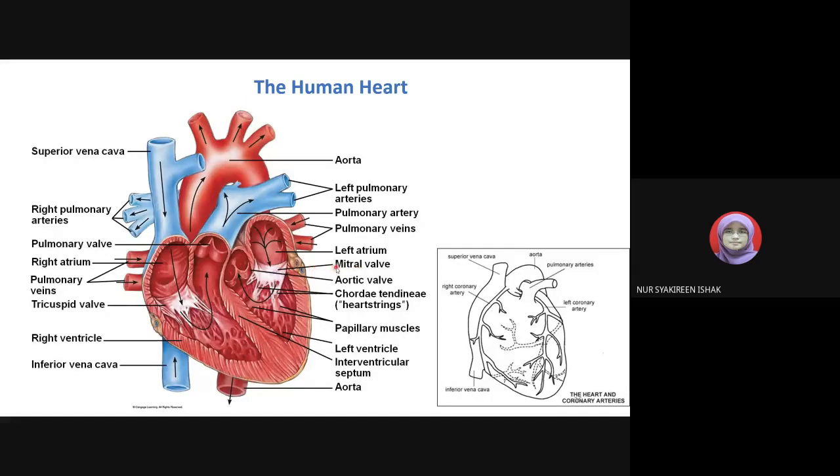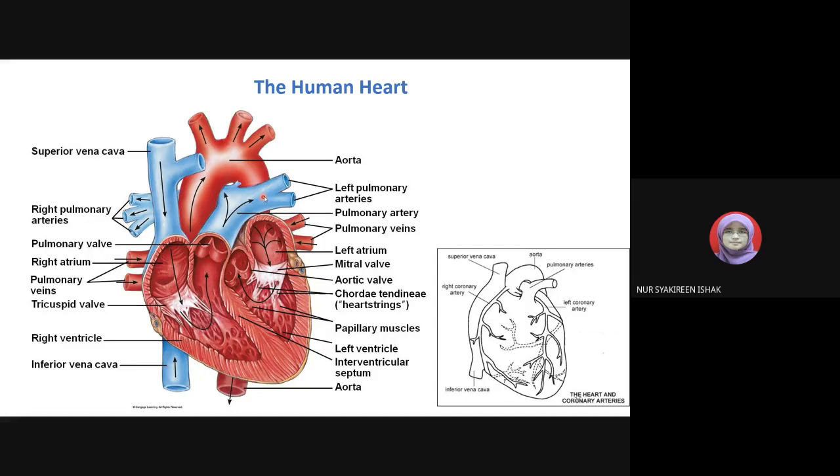This valve, as you can see here, is held by a strong fiber. We call it the chordae tendineae. Okay, chordae tendineae is a fiber that holds the mitral valve to the wall of the ventricle here. Okay, so and then you have here the aorta. Okay, sorry, not aorta. You have the pulmonary arteries.